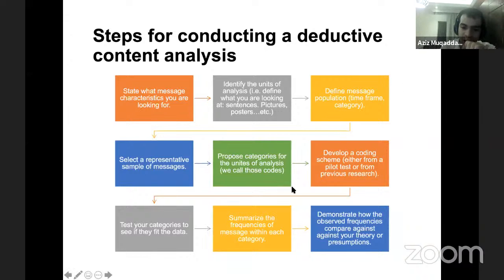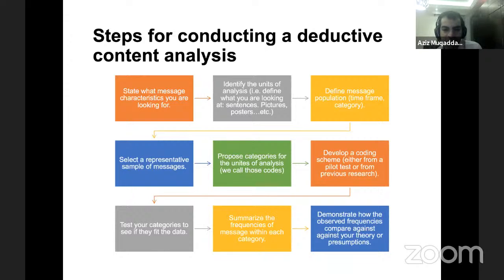Then here come the differences between qualitative and quantitative. In the quantitative or deductive approach, you propose categories for the units of analysis, and these categories are called codes. I'm going to explain later what codes mean. You're saying here are the categories we're going to apply.